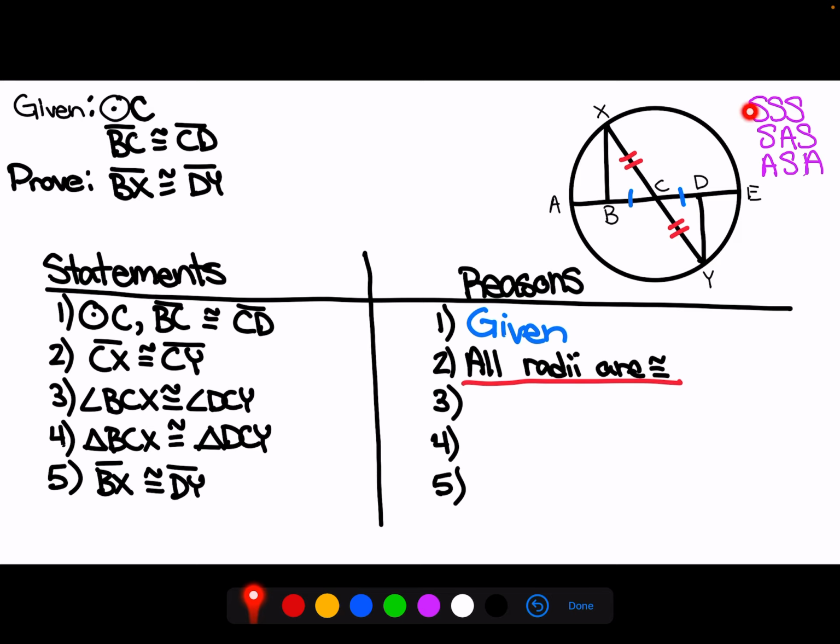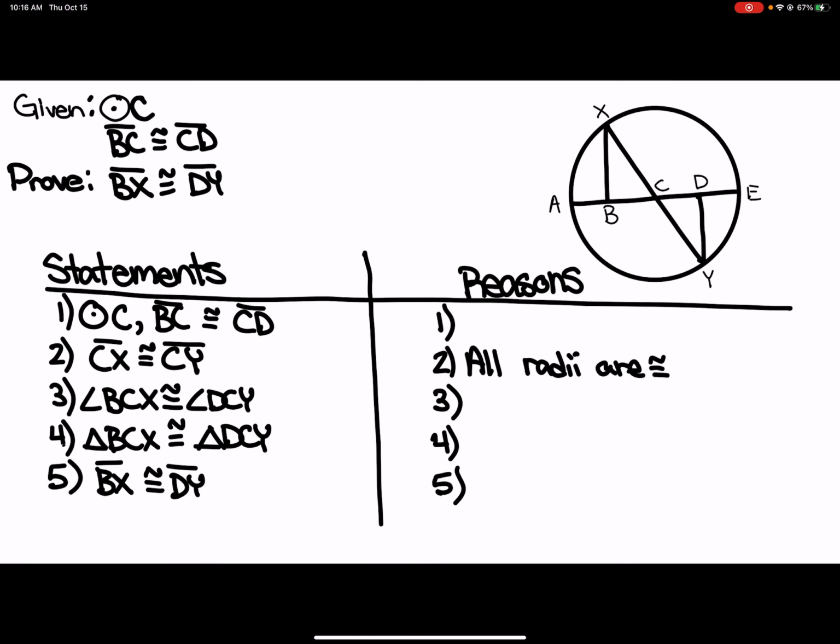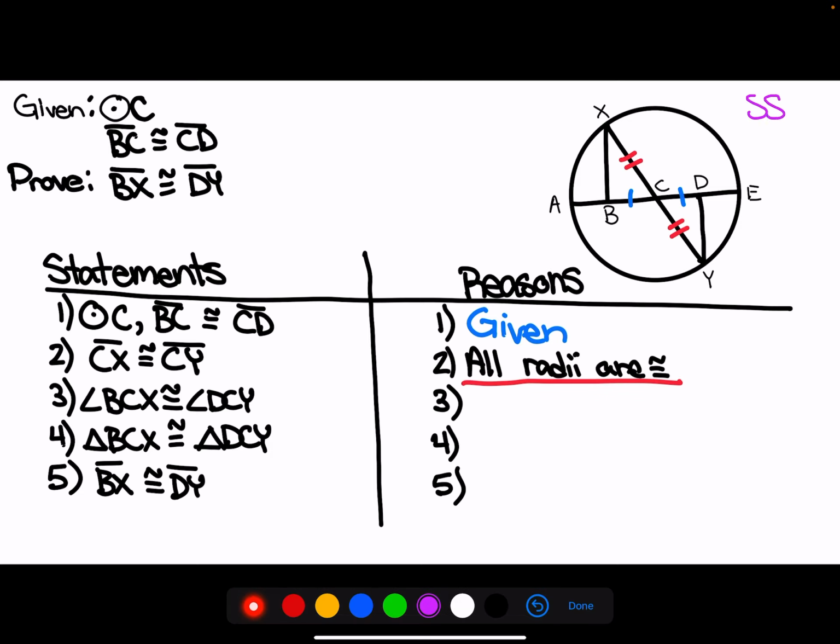So that's our end goal. So we're probably not going to use side, side, side. Probably not. Because if I can prove that these 2 sides are congruent, then I don't need to use triangle congruency because we'd be done. We would have proven our statement. So therefore, side, side, side is out.